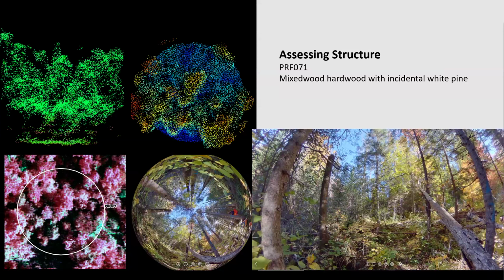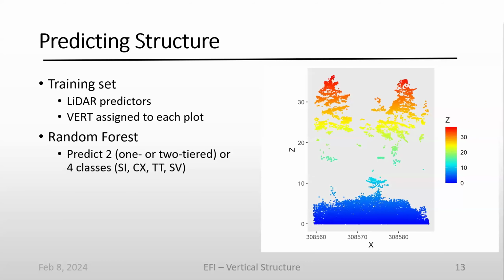We had these calibration plots, 269 of them for Petawawa, and we wanted to be able to predict structure. So Murray and I went through all the point clouds and assigned each calibration plot as one of those four vertical structure types. Then we tried predicting them using the standard LiDAR predictors and random forest, predicting those four vertical structure classes.